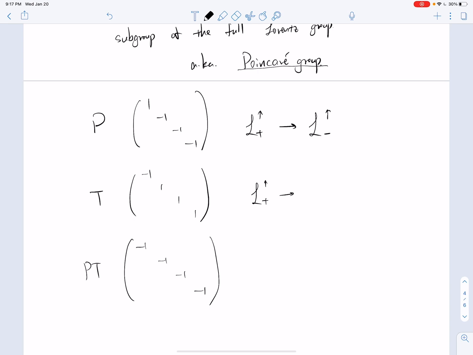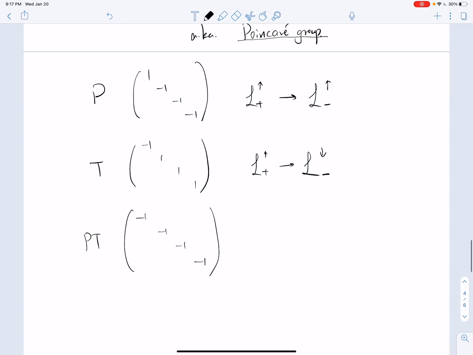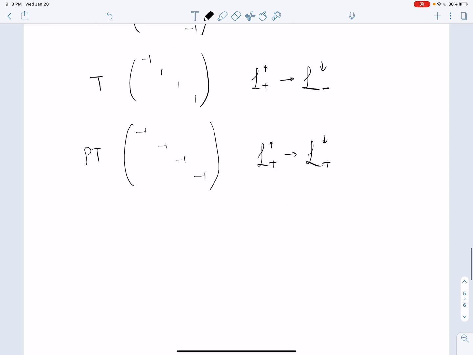As for time reversal, the 0,0 component is changed. It's multiplied by a minus sign, so it becomes non-orthochronous. The determinant of time reversal is also -1, so it also becomes improper. PT, by a similar argument, changes the sign of the 0,0 component, but it retains the sign of the determinant, because we have 4 minus 1s. The determinant is 1.